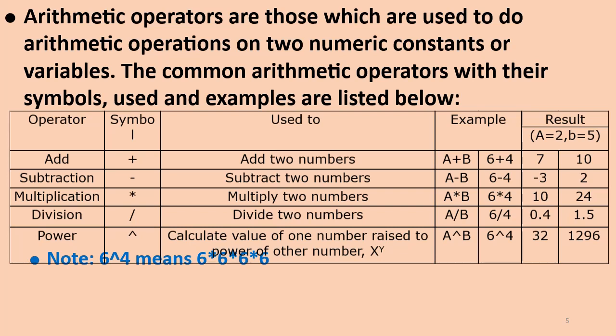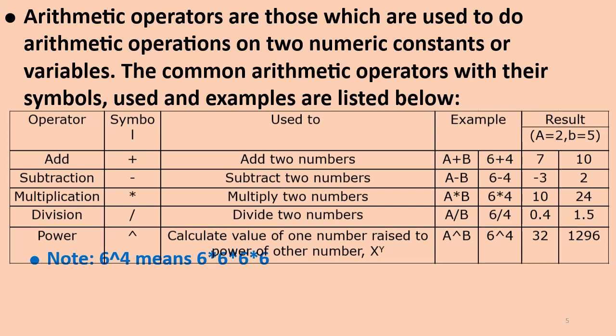Subtraction. It is used to subtract two numbers. Symbol is the minus sign. Multiplication. It multiplies two numbers. Here, the symbol is not the same as that we use in maths. Here, we have to use the asterisk sign, or you can say the star sign. Division. It divides two numbers. This is the normal division that we usually do, that is a divided by b or 6 divided by 4. We are getting the answer in decimals.